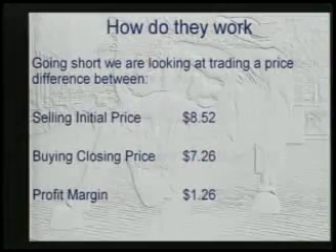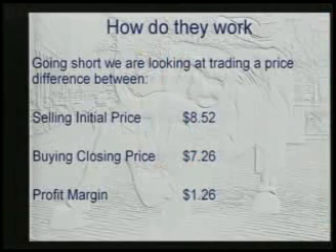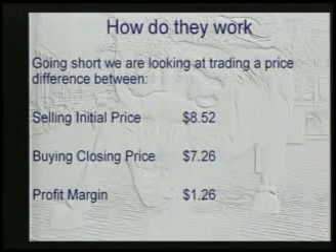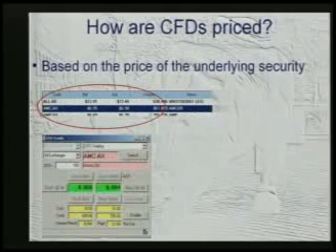Similarly, if we're going short, we're selling at an initial price and buying back, so we might be selling up here at a high price and buying back at a lower price. Selling at $8.52, buying at $7.26, the profit margin or the price difference is $1.26. It's, again, fairly simple, isn't it? So that's how a contract for difference works.